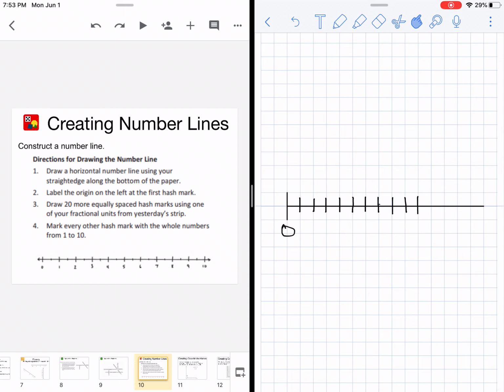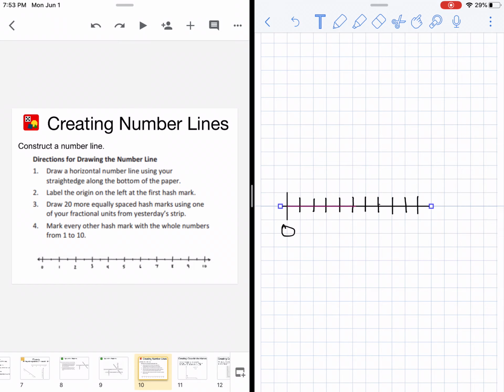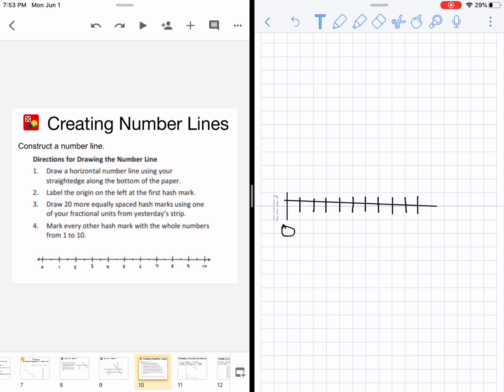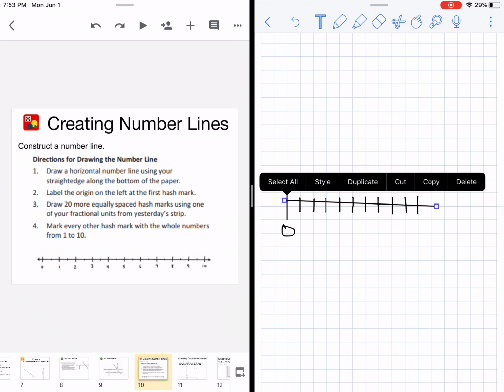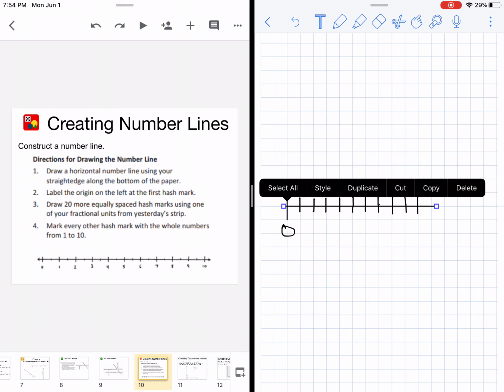Okay, so now I drew my line a little long. So if you drew yours long as well, you can always move it or erase. I'm going to redraw it, y'all. Okay, here we go. Let's start again. There we go. Okay.